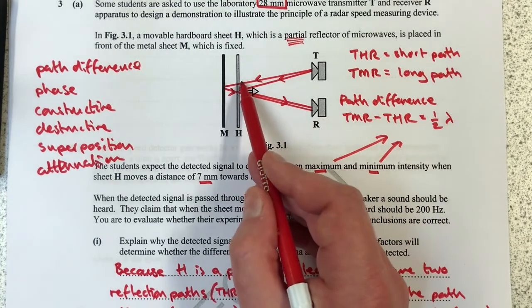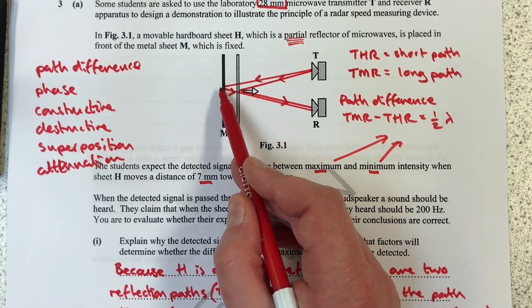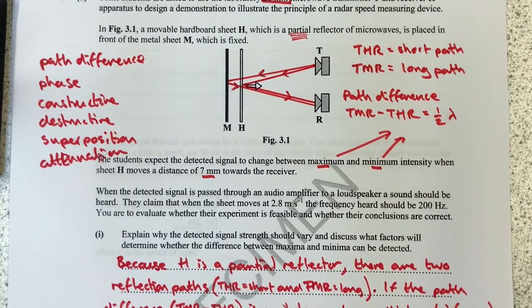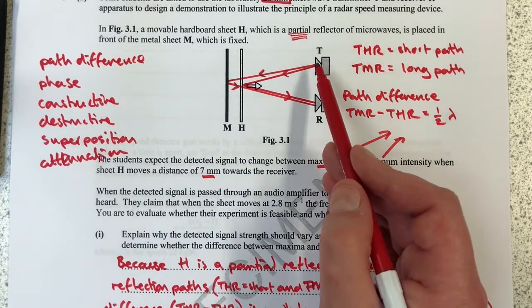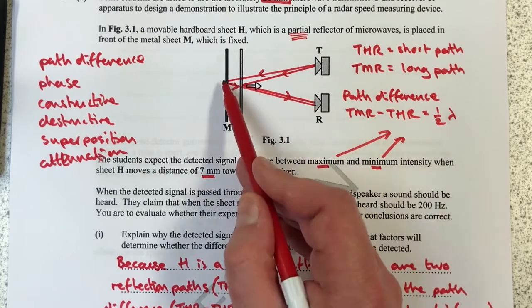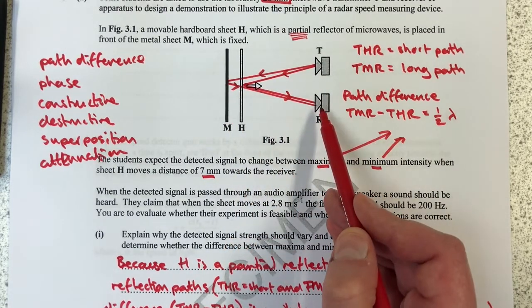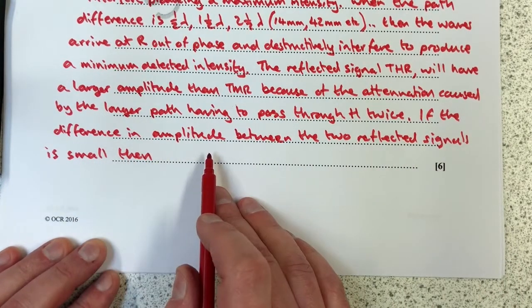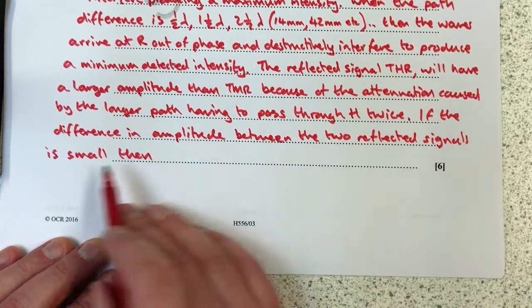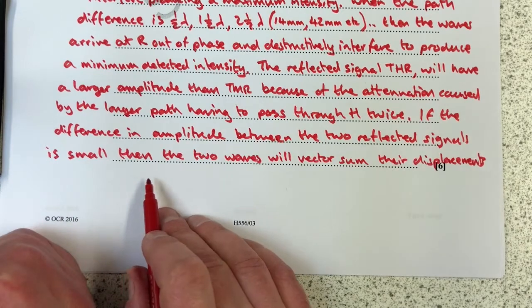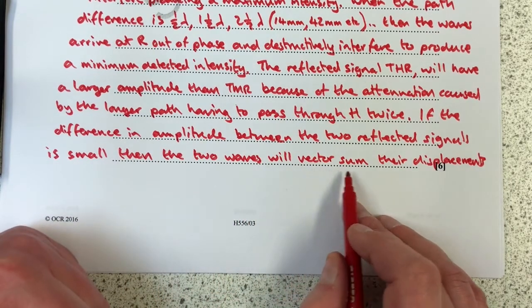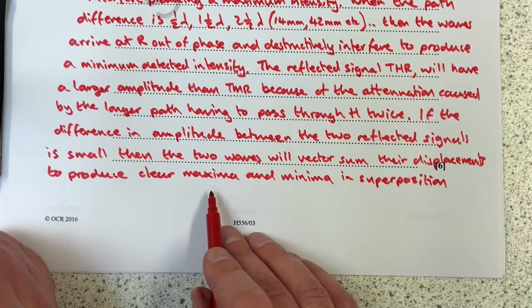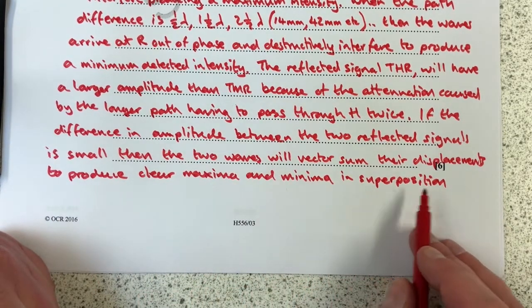So passing through H once, losing a bit of its amplitude, reflecting off M, passing through H again, losing a bit of its amplitude, finally being detected by R. I suppose you could also mention that because the path is a longer path, there'll be a certain attenuation associated with that too. If the difference in amplitude between the two reflected signals is small, then the two waves will vector sum their displacements to produce clear maxima and minima in superposition.